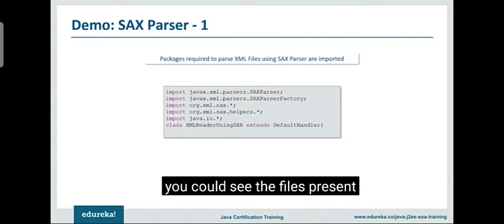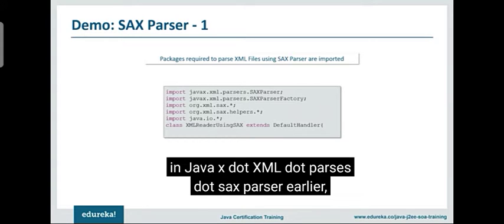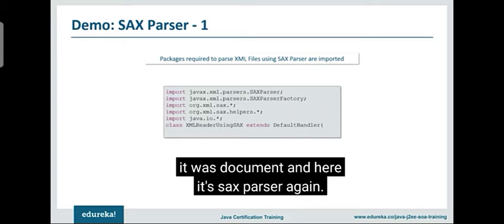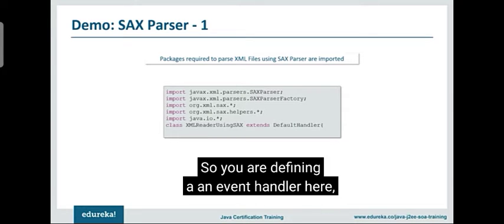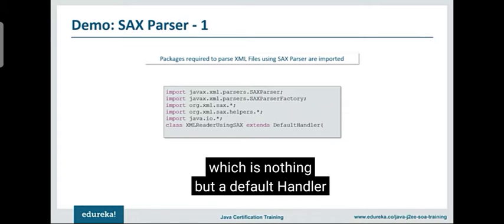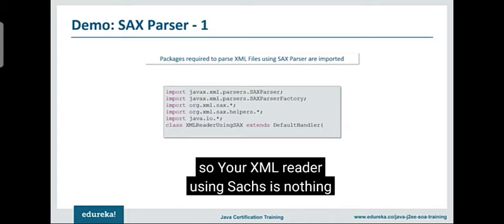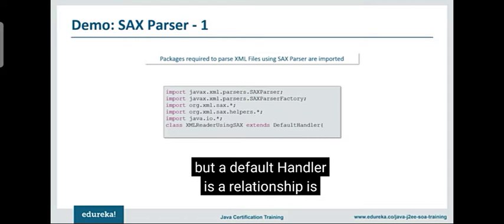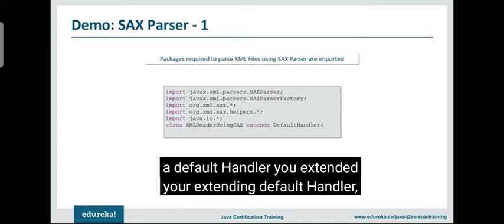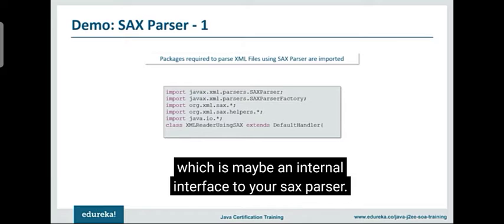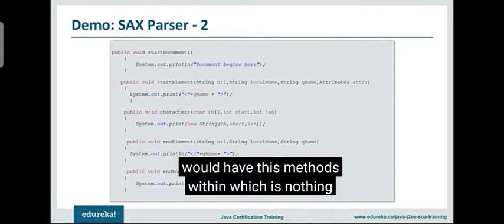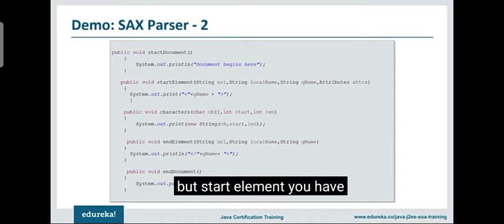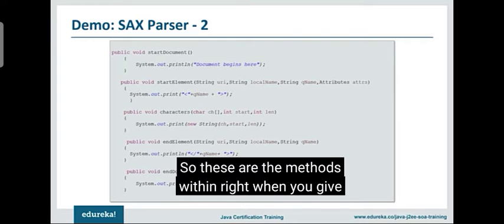For the SAX parser, again, you could see the classes present in javax.xml.parsers.SAXParser. Earlier it was the document builder, and here it's the SAX parser. Again, you could have these imports done by your IDE. This is what the event handler is all about. You are defining an event handler here, which is a DefaultHandler. Your XML reader using SAX is a DefaultHandler, an is-a relationship. You extend it. You're extending DefaultHandler, which may be an internal interface to your SAX parser. Since it's extending, it has to be a class, not an interface. The DefaultHandler would have these methods within: startElement, characters, endElement and endDocument.